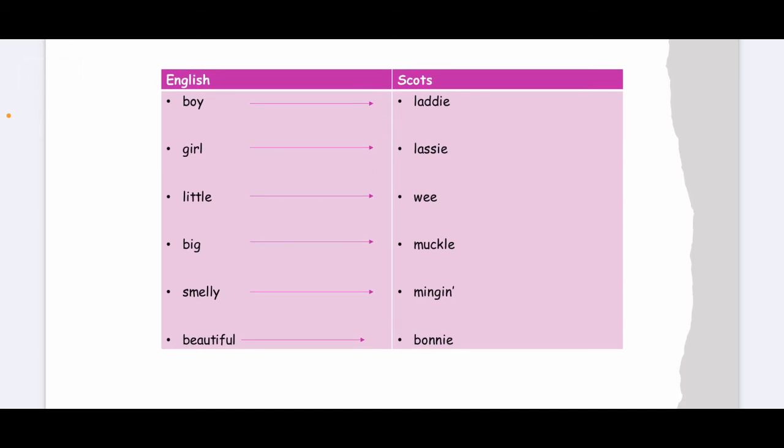Boy means laddie, girl means lassie, little is wee, big is muckle, smelly is mingin, and beautiful is bonny. So again, if you didn't use any of these words in your labelled diagram of your monster, you might want to think about how you could use these words in full sentences to add more detail.